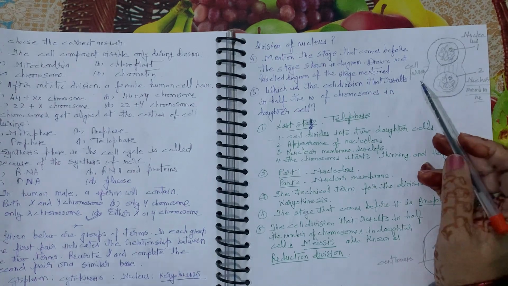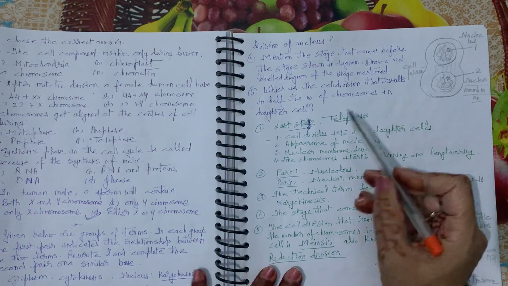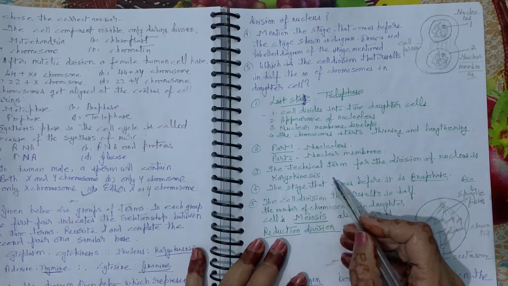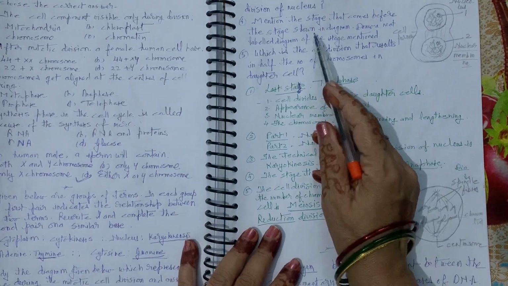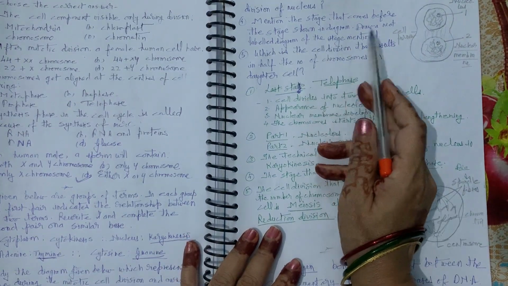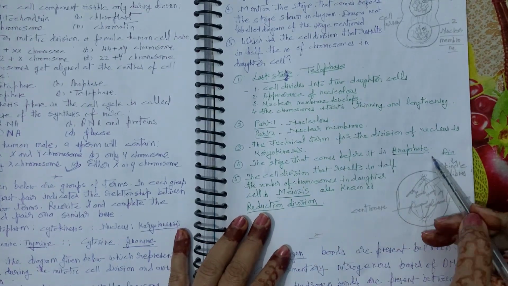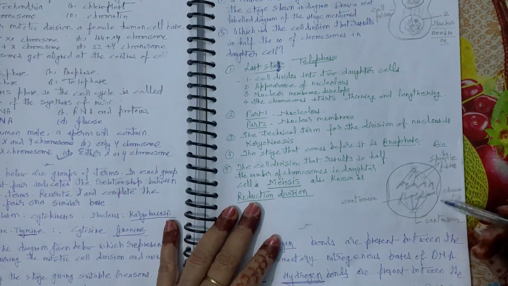What is the technical term for the division of the nucleus? The technical term for the division of the nucleus is karyokinesis. Now mention the stage that comes before the stage shown in the diagram. The stage before it is anaphase. Draw a neat labelled diagram.